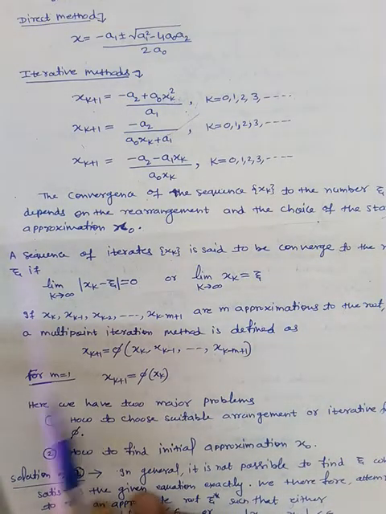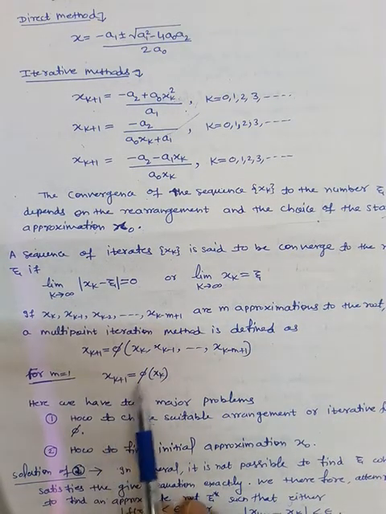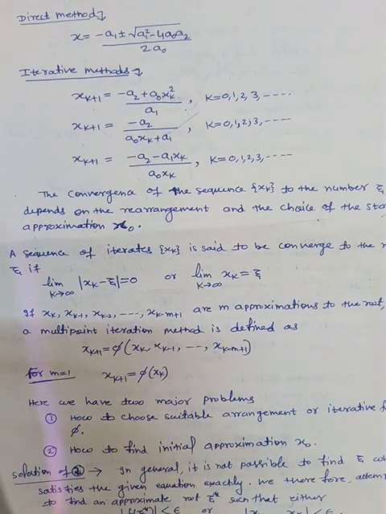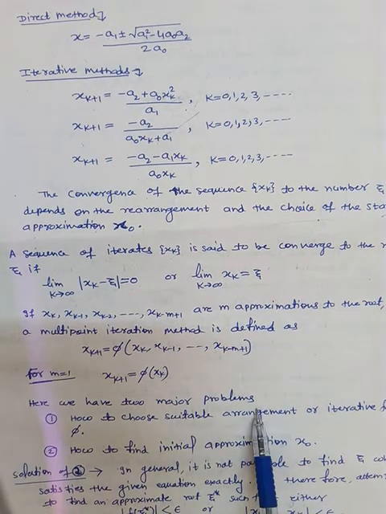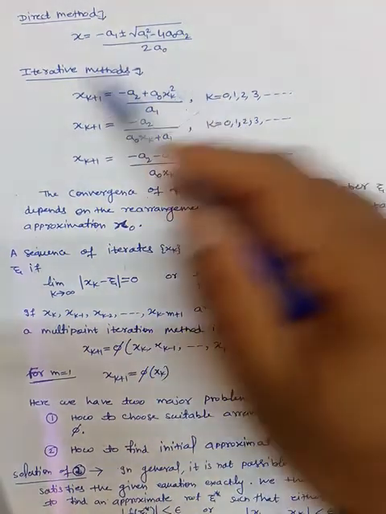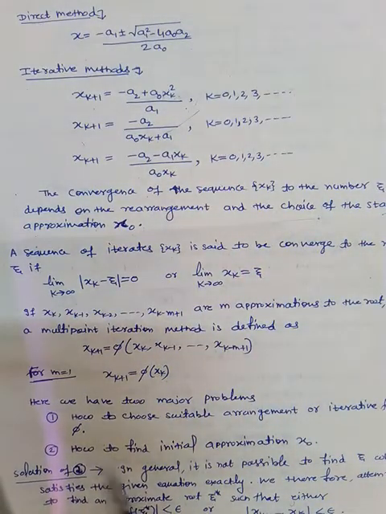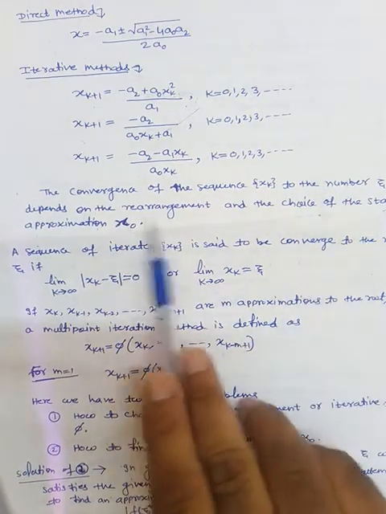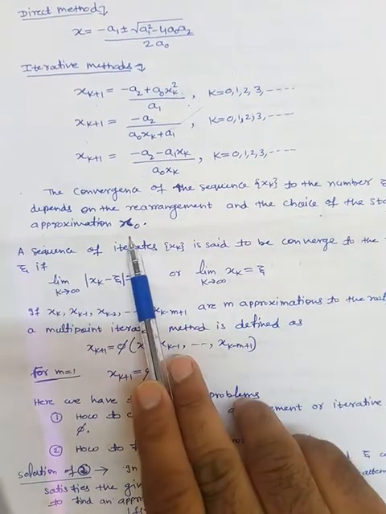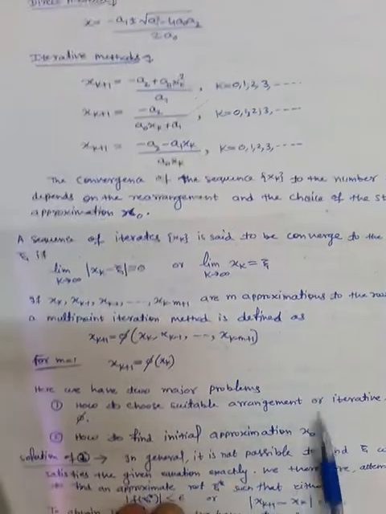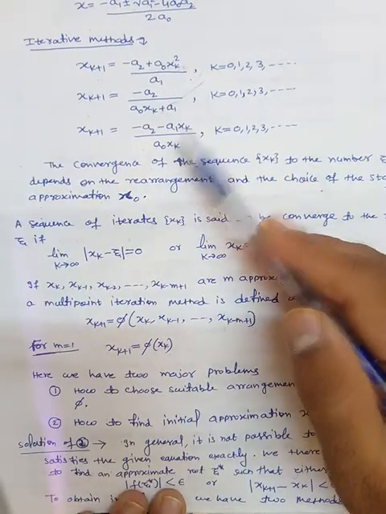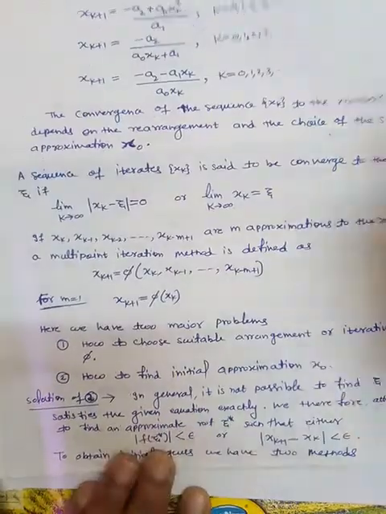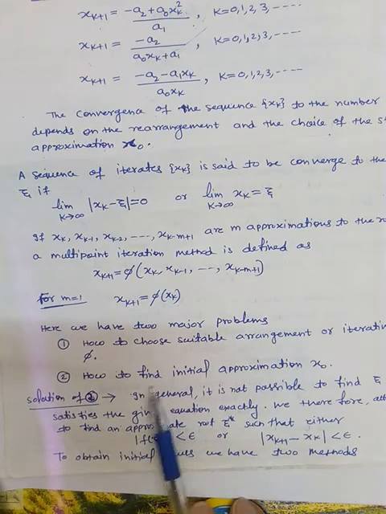Okay, now for m is equal to 1, xk plus 1 is phi of xk. Now here we have a problem. What is the problem? Here we have two major problems. One, how to select the suitable option. Second thing, how to find the initial approximation, because we know that these methods depend upon the rearrangement and the choice of the starting point. So these are the challenges. First, select the suitable option, and second is the initial guess.